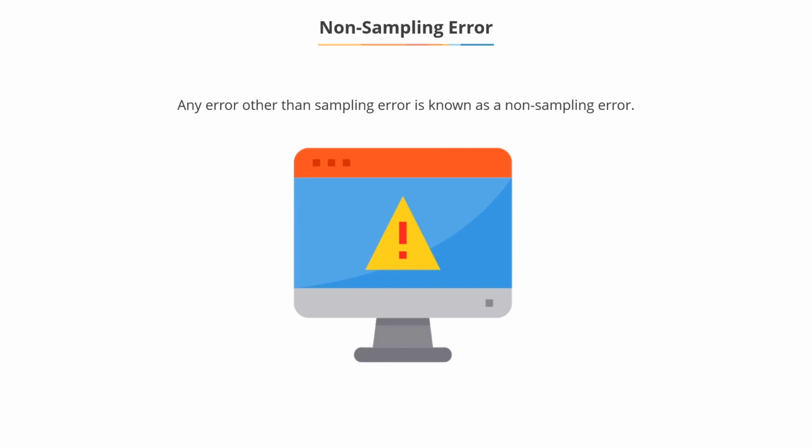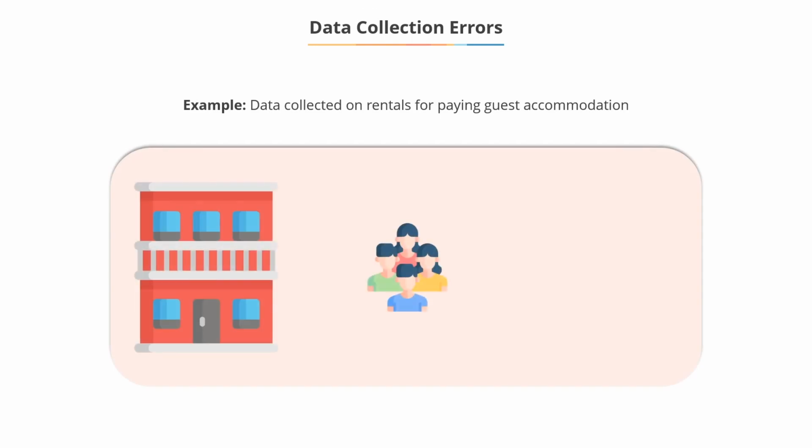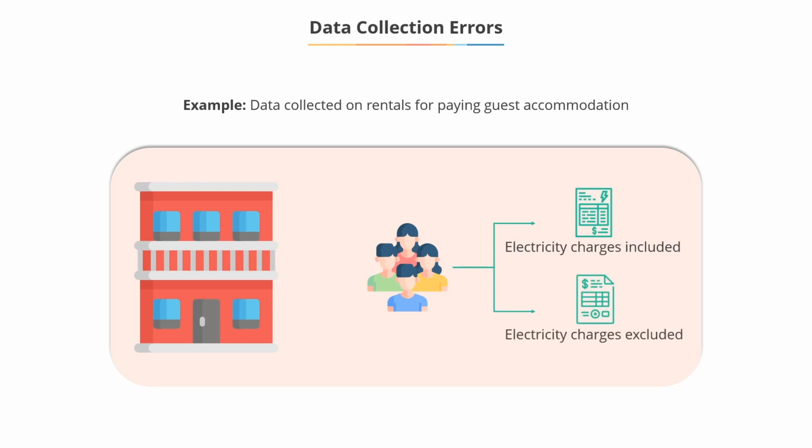Typical non-sampling errors are owed to measurement or data collection errors. Suppose it is necessary to collect data on rentals for paying guest accommodation. The population may consist of tenants who are charged separately for electricity and those who are not charged. When such details are ignored, results can be misleading.